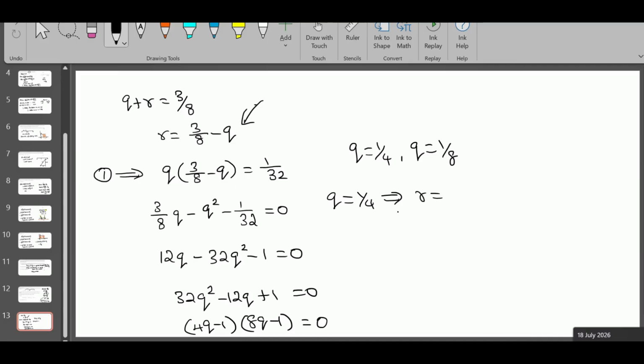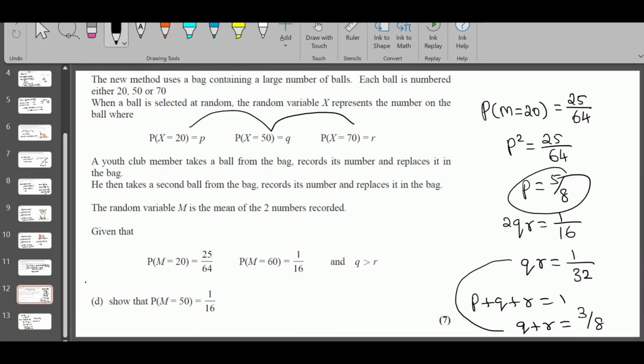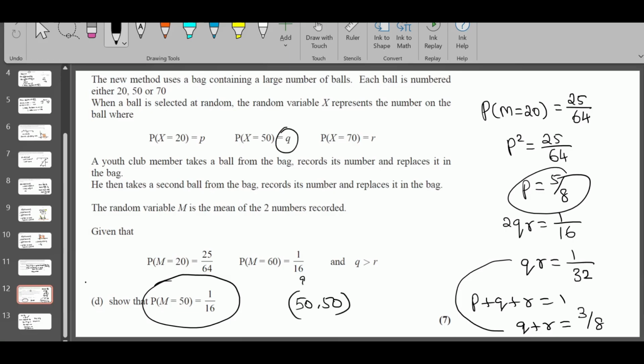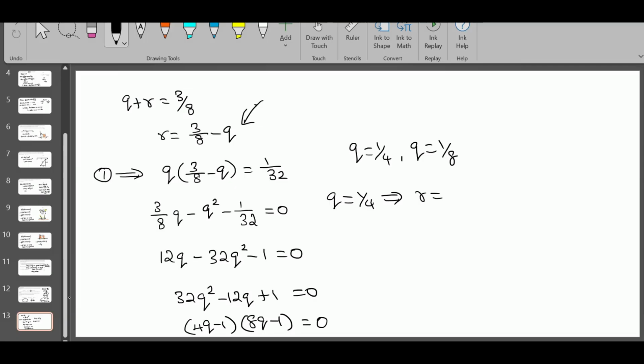R is, wait, are they asking us to find P, Q, R? No, they want us to prove that the probability of M equal to 50 is 1 over 16. When do we get the mean 50? If you take both 50 and 50, right? That's both probability Q and Q. We don't need R actually, right? Oh, but there are two values of Q. Which one are we going to use? We need to find out which one it is.